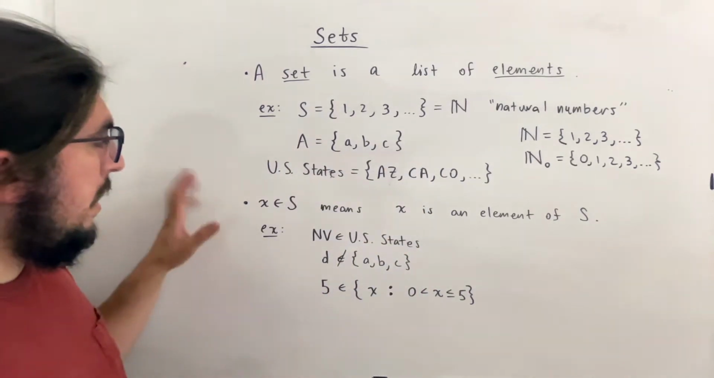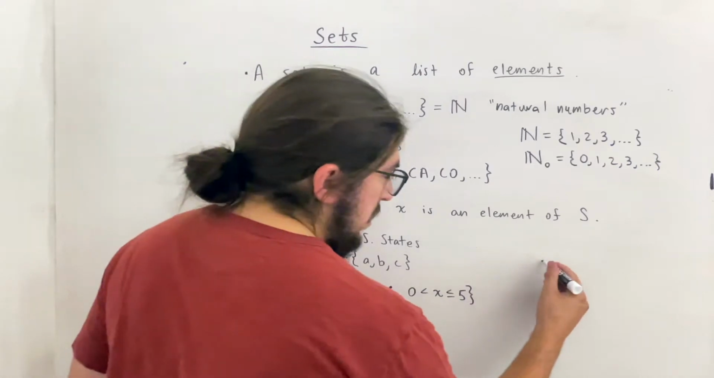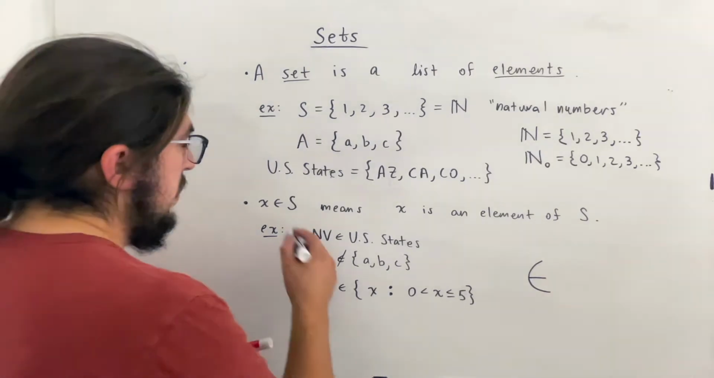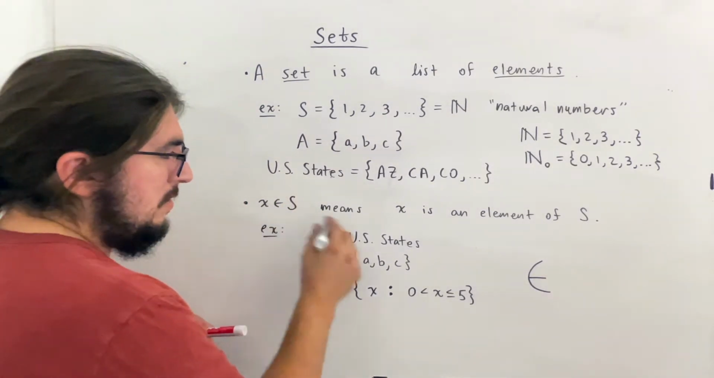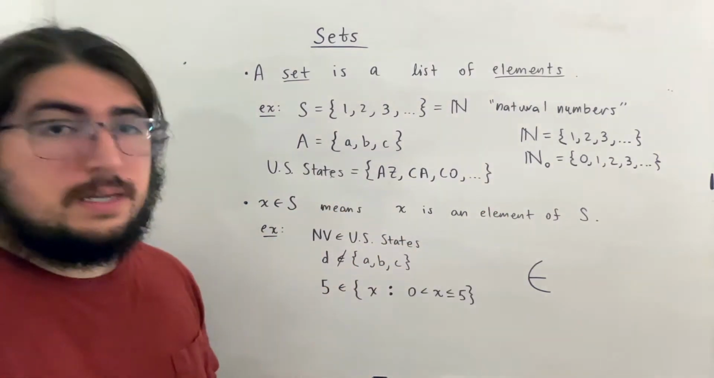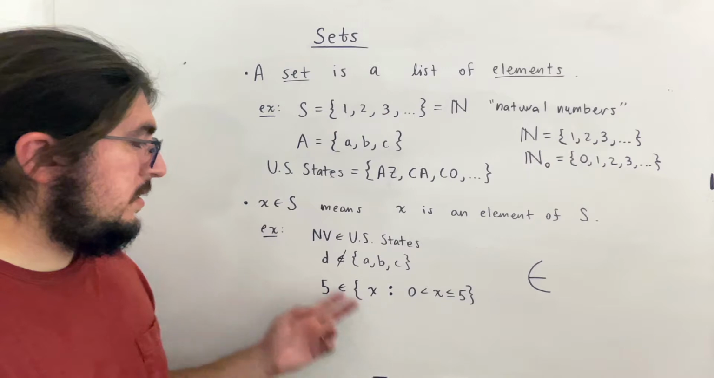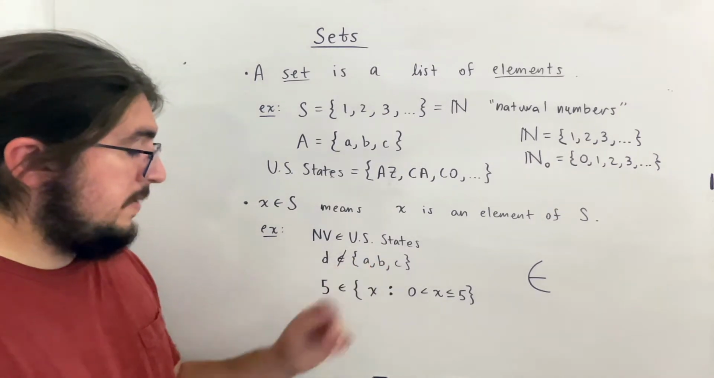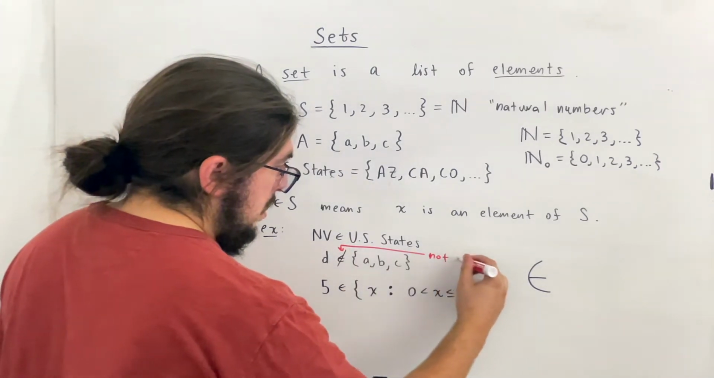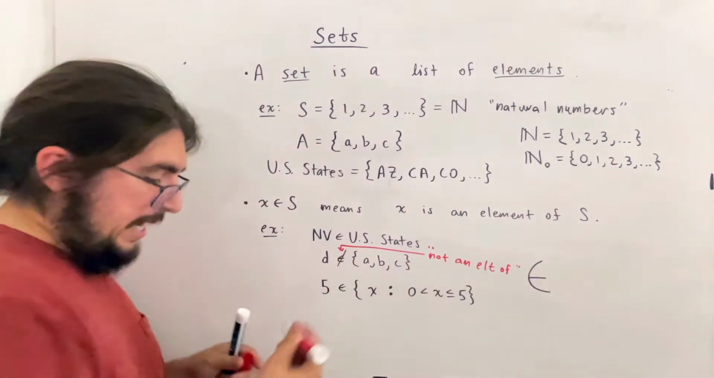Now this symbol here, it looks like a little E. Let me blow that up so we can see how it looks. It looks like a C with a line through it, kind of like an E. This means "element of." So x ∈ S, this is really known as epsilon. So x ∈ S means x is an element of S. For example, Nevada is an element of the US states. D is not an element of the set {A, B, C} because D is not contained in there. So notice this is "not an element of." I'll use ELT for "element of." The slash through it negates it.